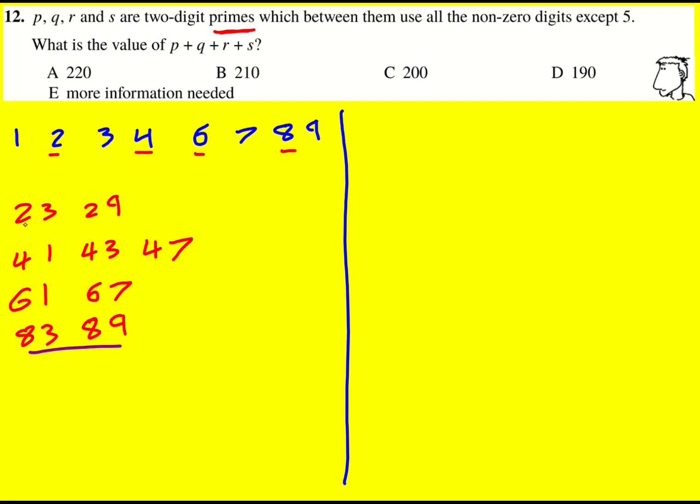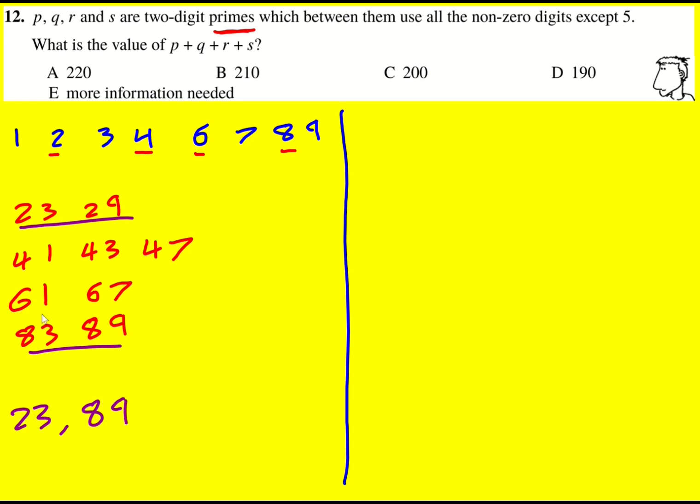Now, if we take a look at these two, we can see that I must use either 2 with 3 and 8 with 9, or 2 with 9 and 8 with 3, because I can't, for example, use 2 with 9 and then 8 with 9. So I could, for example, go with 23 and 89. Notice that when I add up 23 and 89, I'll get the same answer as when I add up 29 and 83, because I've just basically swapped the digits around.